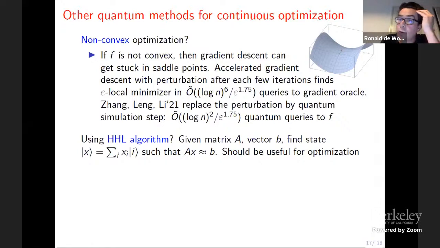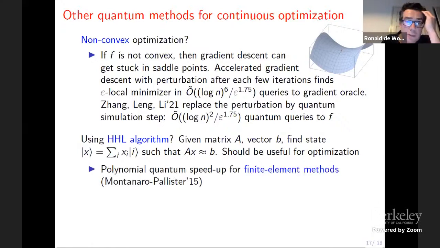And I know of 2 examples in optimization where this has been applied. One is a polynomial speedup for finite element methods due to Montanaro and Pallister. Finite element methods are a way to solve a discretized version of a system of differential equations. So they use HHL. The headline of HHL is that it sometimes gives you an exponential speedup, but if you do it properly in this case, Montanaro and Pallister actually end up with a polynomial speedup.